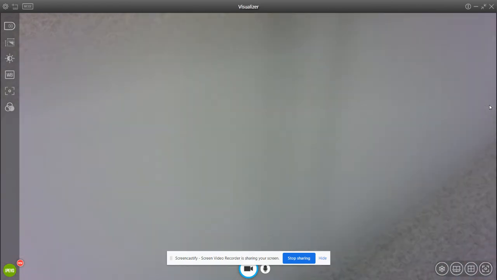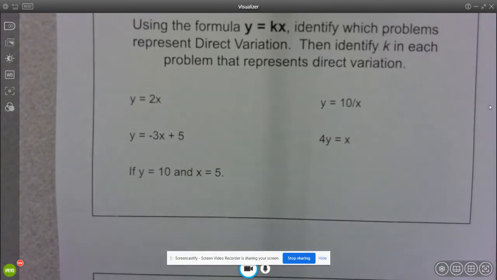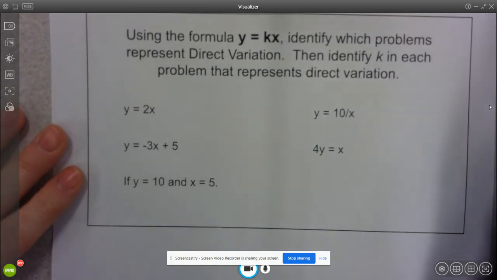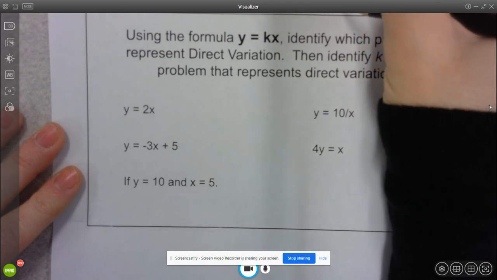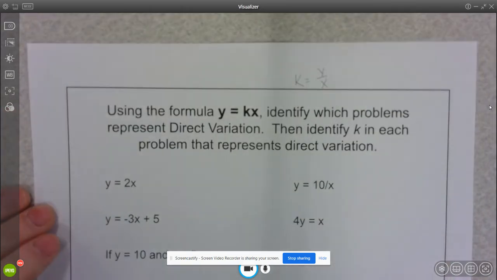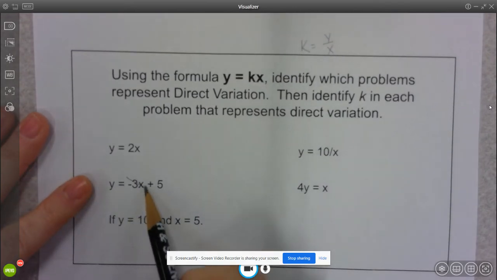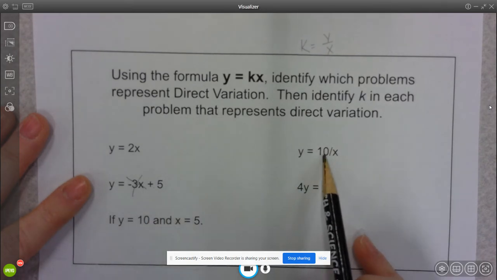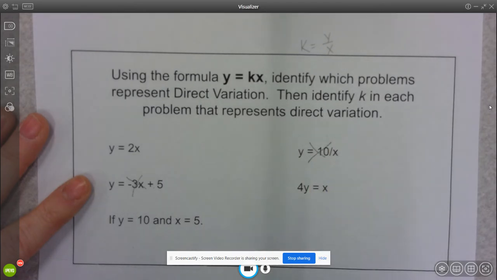So moving on to our next set of examples, now we're looking at some equations. I'm going to use y equals kx. You can also think of k equals y over x. Right off the bat, I know that this one is no good because there's something added to it. And this one is not direct variation because 10 is being divided by x and not multiplied by x.